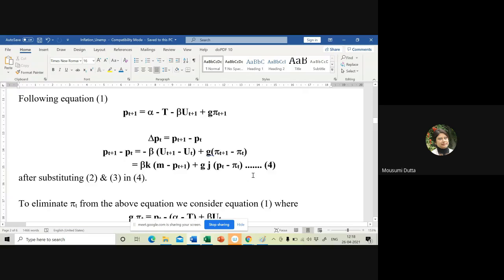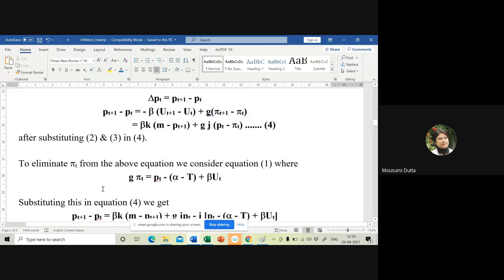So if we look at equation 4, in the left-hand side, everything is in terms of PT, right-hand side, PT plus 1, PT is here. However, there is 1 pi t. So I have to make everything in terms of P. Are you agreeing? If you want to find out the time path of inflation, everything you have to present in terms of P or not? Yes, ma'am. Okay.